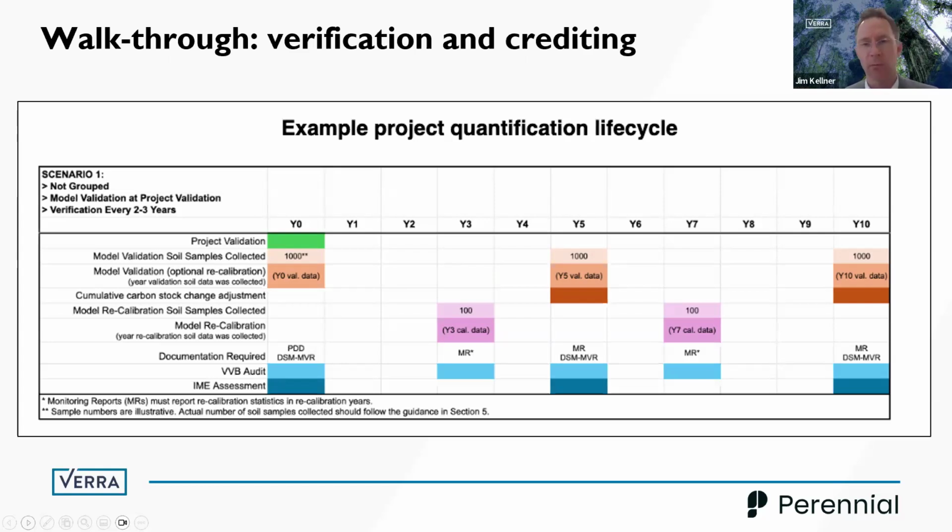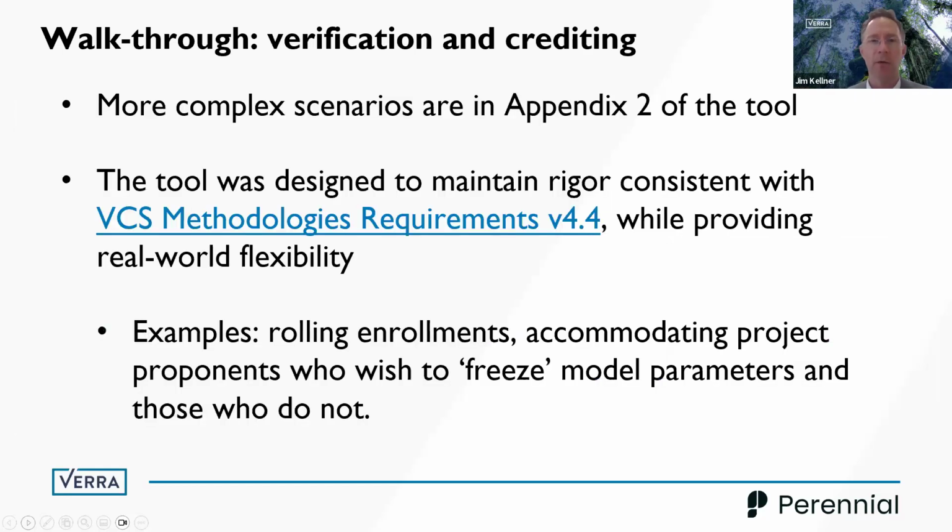So by doing a retraining in intervening years, if credits will be issued at that time, what we're trying to do there is limit the range of outcomes that is possible and reduce the importance of the cumulative carbon stock change adjustment. We can go to the next slide, and I'll remind you that if you go to Appendix 2 of the tool, there are many more complex scenarios available.